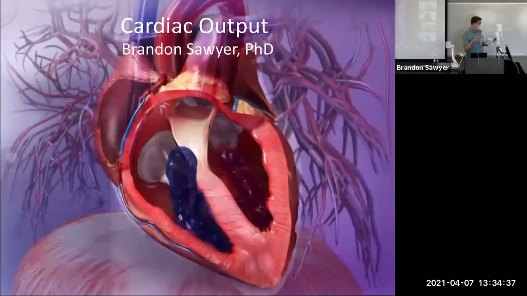So diving into the heart a little bit more, trying to understand cardiac output, which is the overall amount of blood that's coming out of the heart per minute.